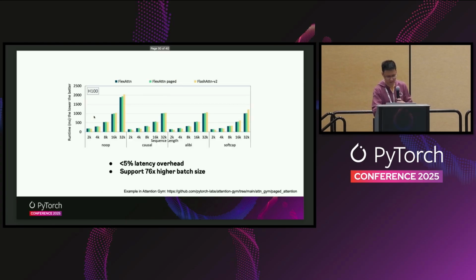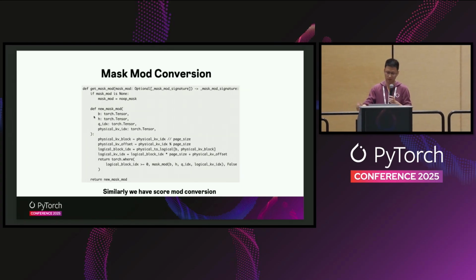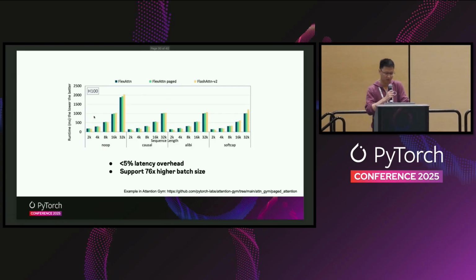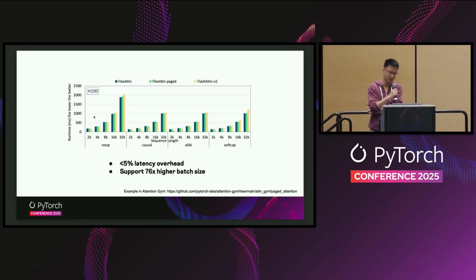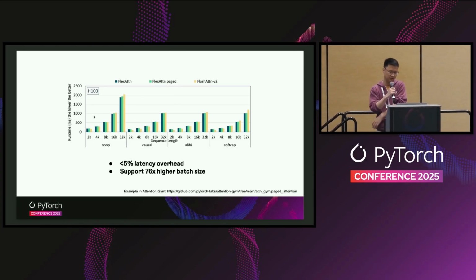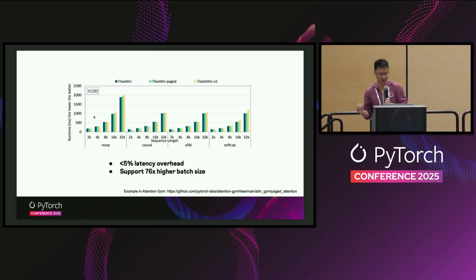So TLDR is flex attention can work with page attention without a new kernel. And about the performance, we compare the flex attention paged version versus non-paged version. Actually, the performance is on par with very minimal latency overhead. At the same time, we can achieve much higher batch size. We have an end-to-end example here in the attention gem.